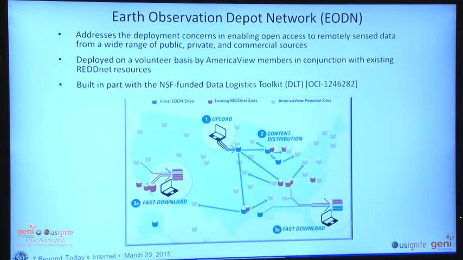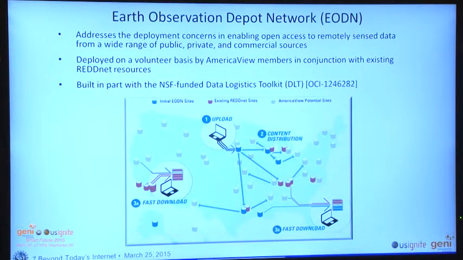So we're working with the AmericaView community to address some of the concerns in accessing Landsat data that Sam just mentioned. And what we're trying to deploy is something called the Earth Observatory Depot Network, or EODN. And the idea is to provide open access to all types of remotely sensed data from a wide range of different sources, from public, private, and commercial. And right now, EODN is being deployed on a volunteer basis by different AmericaView members, and we can also make use of existing depot resources or storage resources that are in projects such as ReadyNet.